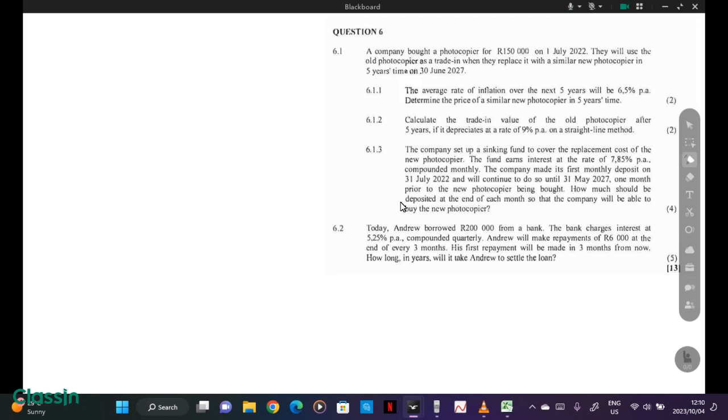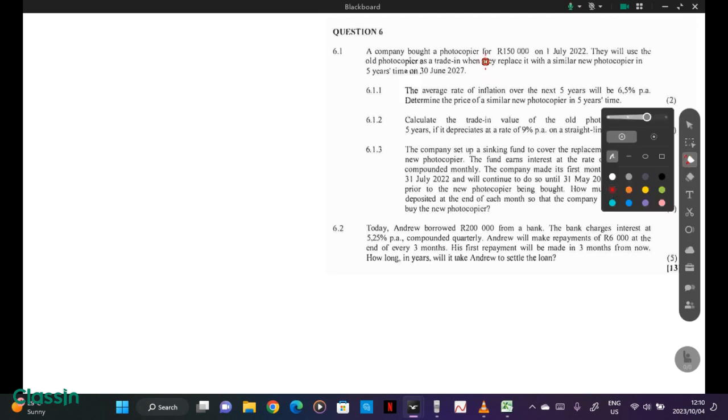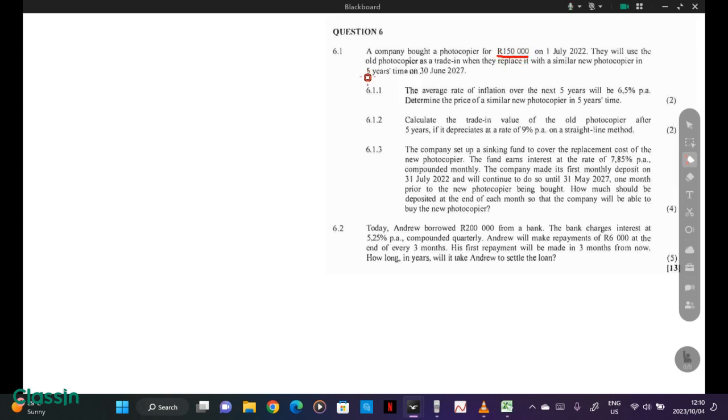Now, on question number 6.1, it says that a company bought a photocopier for 150,000 on the 1st July 2022. They will use the old photocopier as a trade-in when they replace it with a similar new photocopier in 5 years' time, on the 30th June 2027. What I want us to highlight here is the numbers that are indicated. We have 150,000, and we have 5 years: 27 minus 22 is 5, so therefore 5 years.